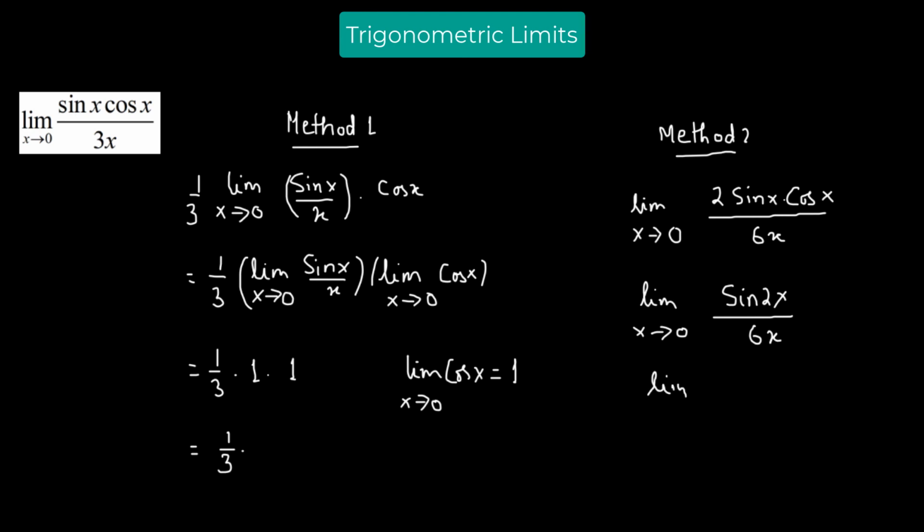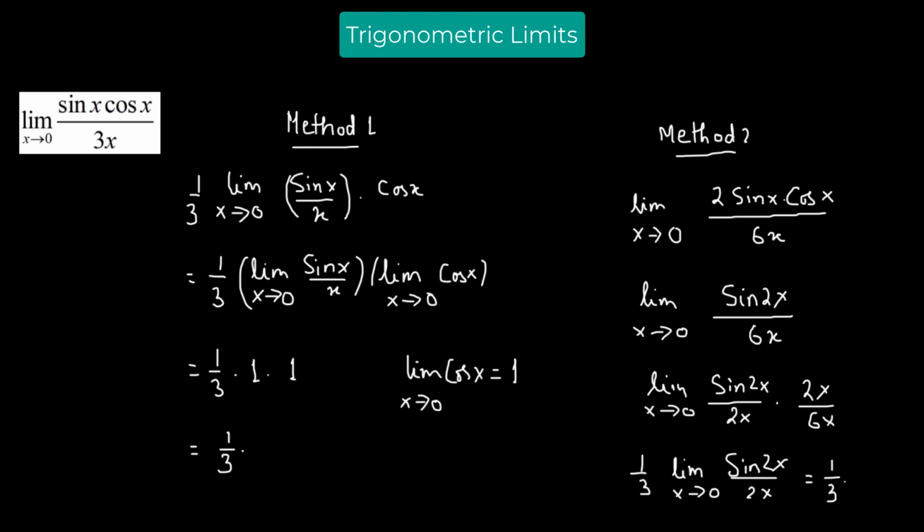That will be the limit as x goes to 0 of sine of 2x over 6x. So we need a 2x in the denominator, so we divide by 2x and then multiply by 2x. So we have 2x over 6x, so the common factors get cancelled out, leaving us with 1 over 3 times the limit as x goes to 0 of sine 2x over 2x. Since the limiting value is equal to 1, this gives us the value 1 over 3. So method 2 is also giving us the same value.